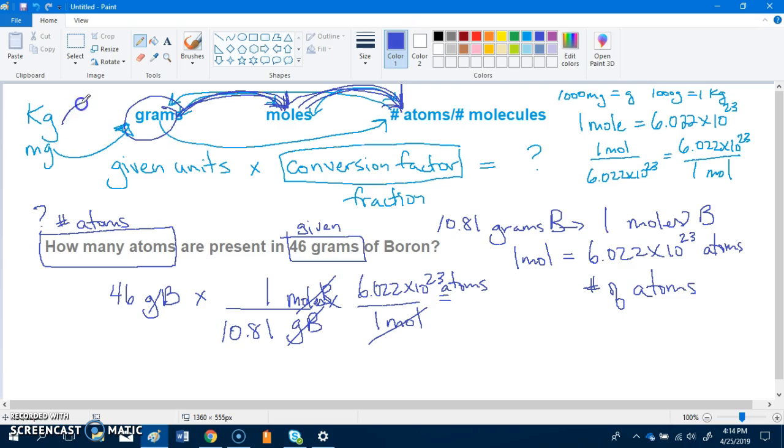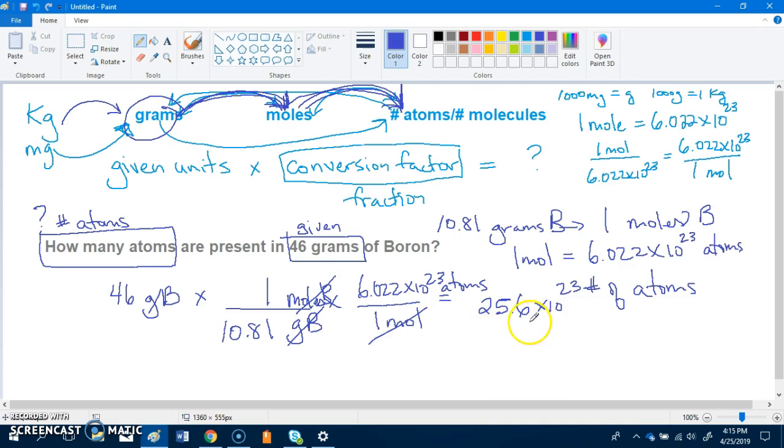There would have been 3 conversion factors if we had to convert first from a unit other than grams to get it to grams, and we can just add as many conversion factors in as we need to. Now we just go straight across. We get 46 times 6.022 is equal to 277.01. We're going to divide that by 10.81. That's going to give us 25.6 times 10 to the 23 atoms.